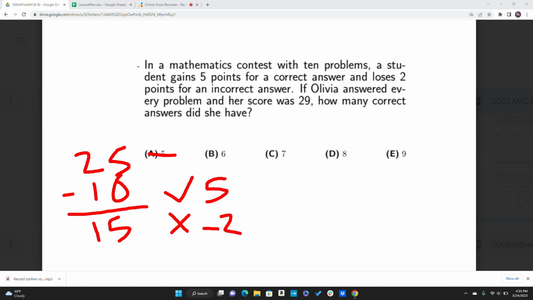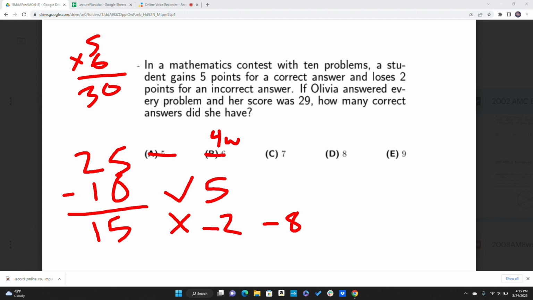So let's go to the next one. What if Olivia got 6 questions right? Then she'd get 5 times 6 points for being correct, so that's 30, minus 4 times 2 points for being incorrect, right? Because if there's 6 right, that means 4 wrong. If there's 4 wrong, that's minus 8 points. 30 minus 8 is 22, so that's not right either. We're still looking for 29.